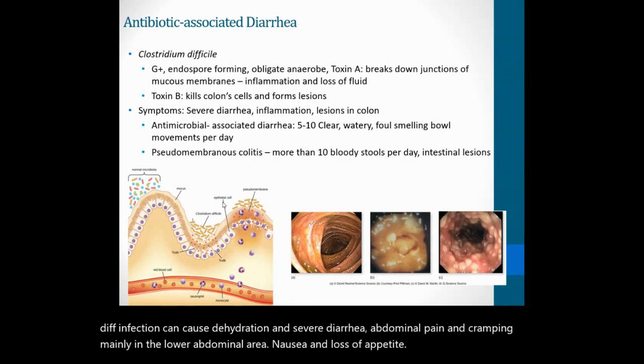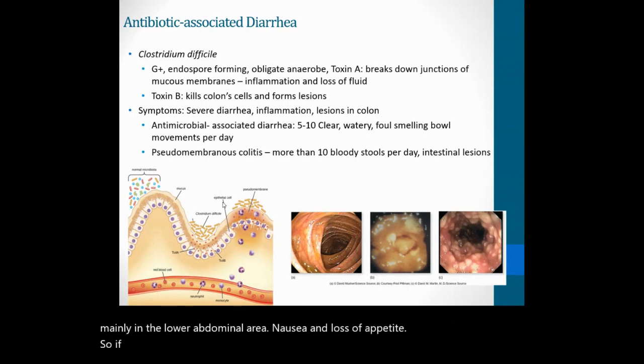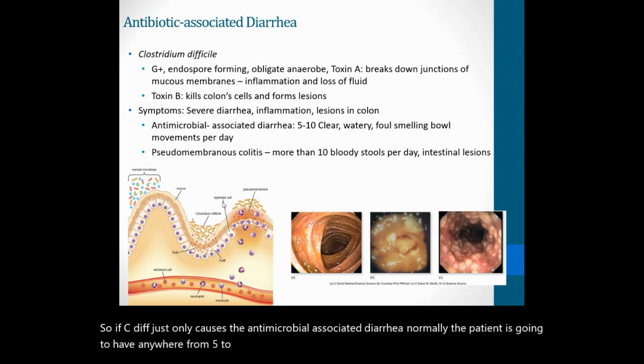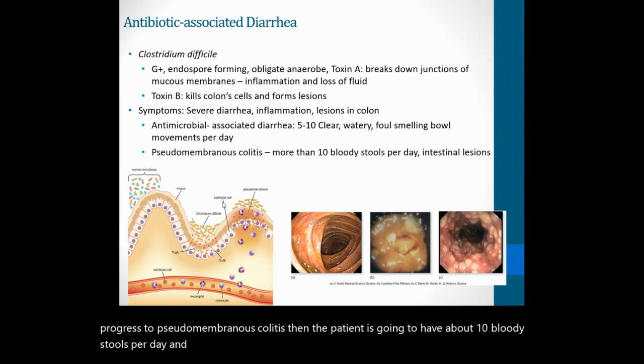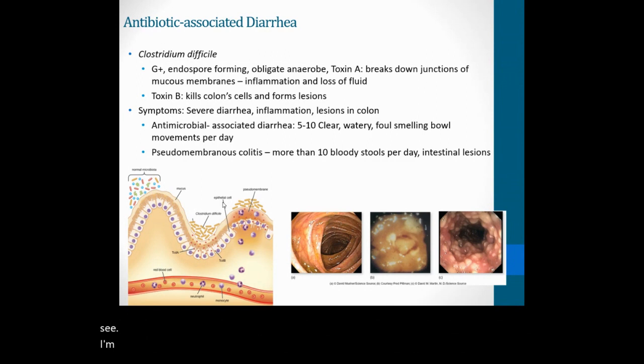So if C. diff just only causes the antimicrobial associated diarrhea, normally the patient is going to have anywhere from 5 to 10 watery, clear, foul-smelling bowel movements per day. If it does progress to pseudomembranous colitis, then the patient is going to have about 10 bloody stools per day, and then those intestinal lesions that I mentioned earlier that you can see on the bottom right.